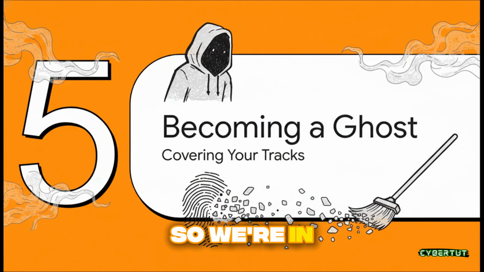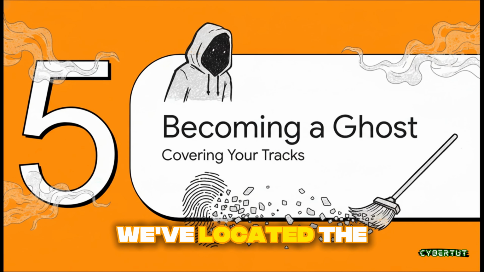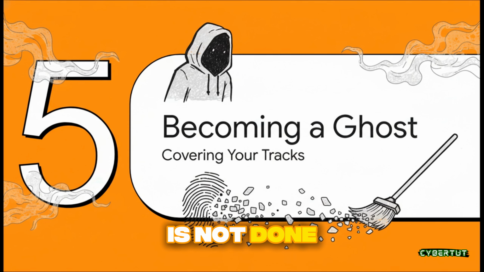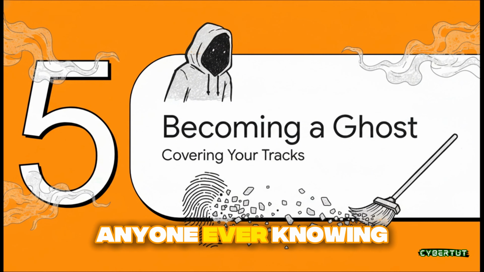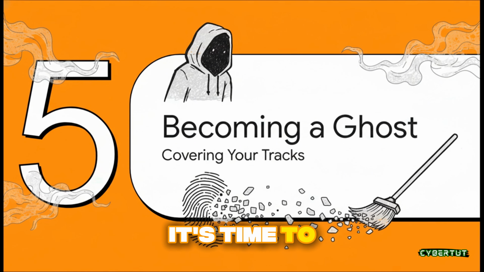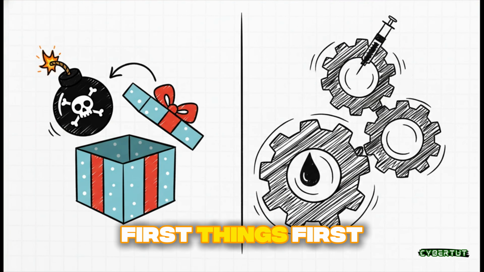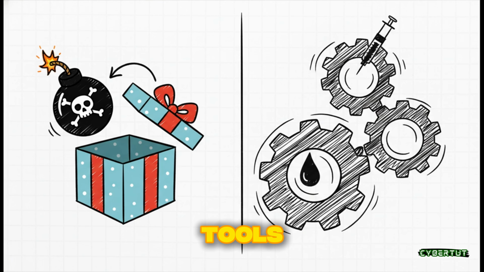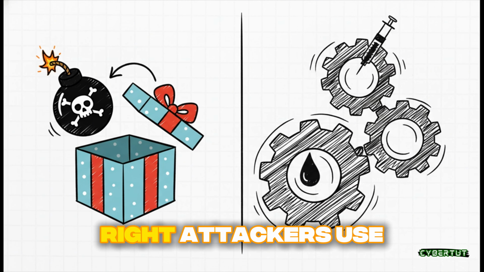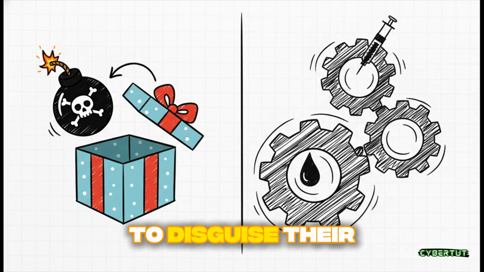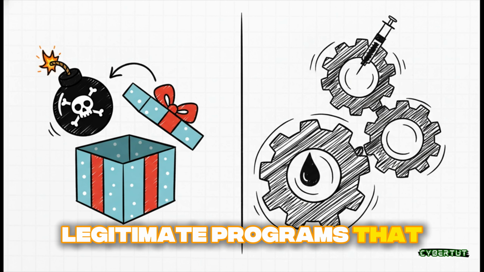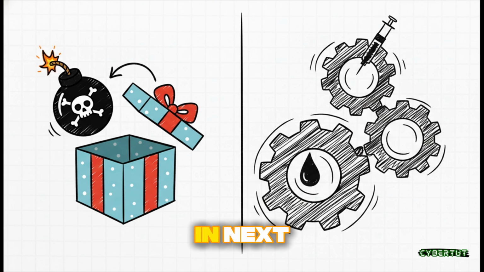Okay, so we've pivoted, and we've located the goods, but the job is not done. A truly successful heist needs one last critical phase. Getting out without anyone ever knowing you were there. It's time to become a ghost. First things first, you have to clean up your tools. You can't just leave your crowbar at the crime scene, right? Attackers use all sorts of tricks, like packers and encoders, to disguise their malicious software, or even inject their code into perfectly legitimate programs that are already running, to just blend in.